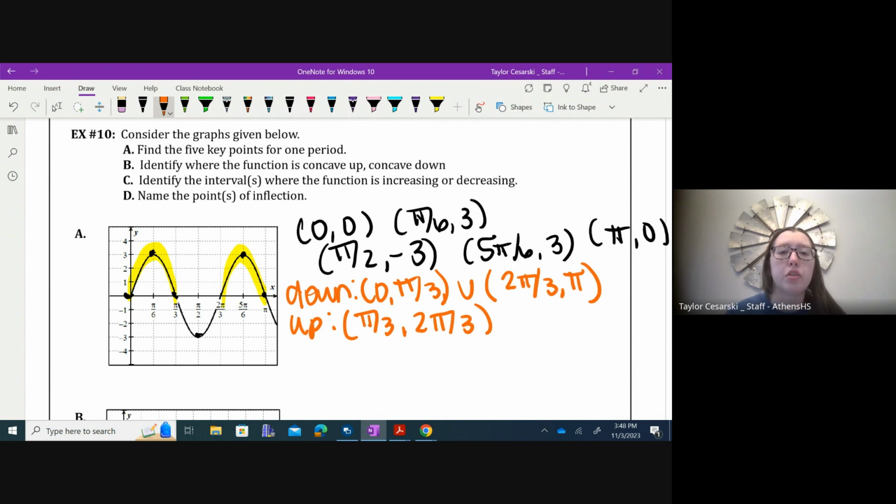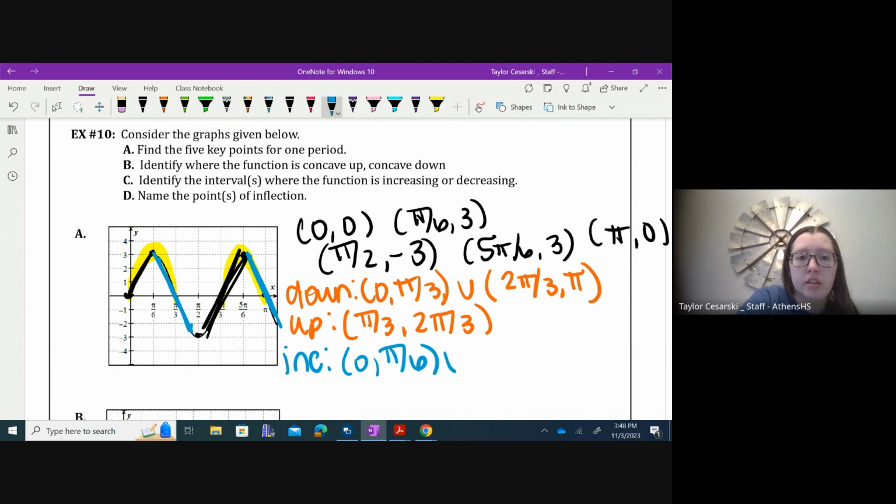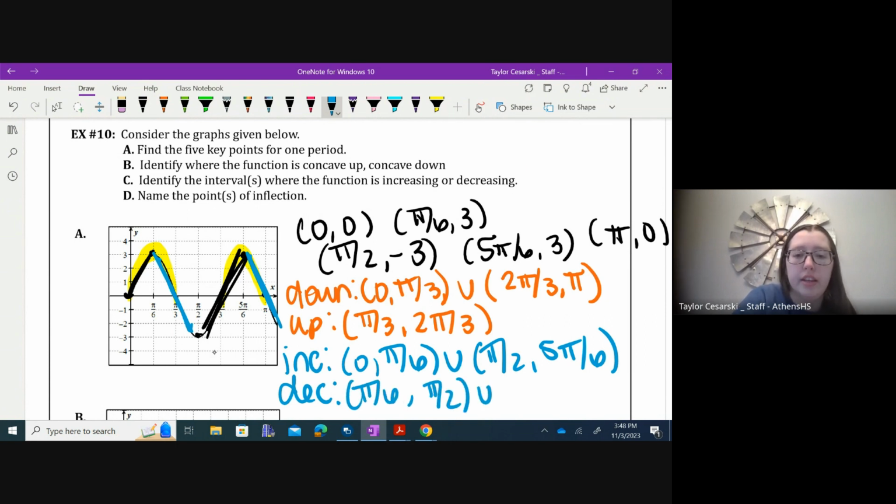All right, identify the intervals where the function is increasing or decreasing. Okay, so I'm increasing here and here, and then I'd be decreasing here and here. So for increasing, that would be from 0 to pi over 6, and then from pi over 2 to 5 pi over 6. And then decreasing would be the parts that are blue: pi over 6 to pi over 2, and then 5 pi over 6 to pi.